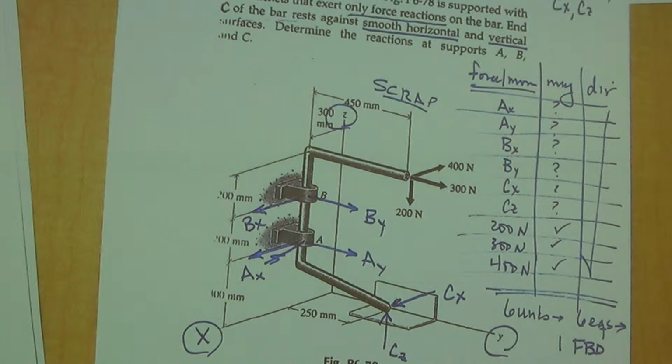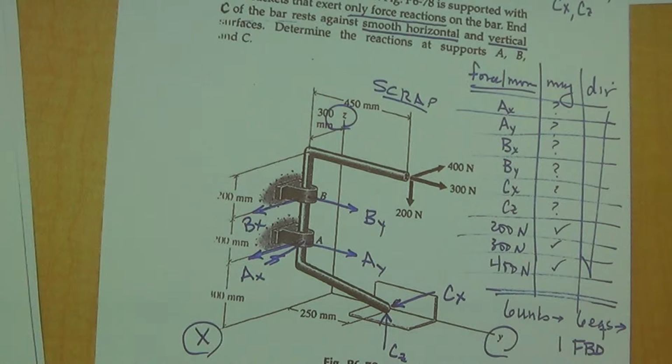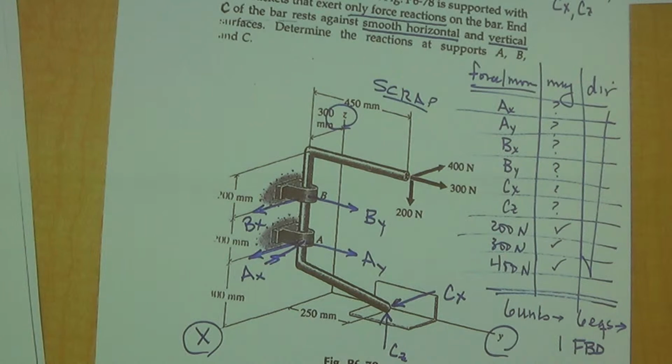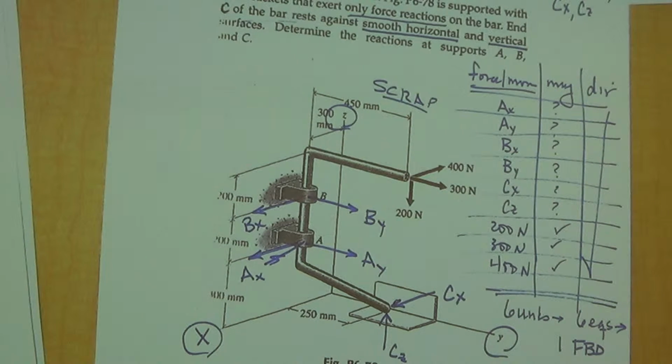Okay, Maria, how about sum of the moments about the x? Rather than ask, let's do it. Does AX create a moment about X? No, because it's parallel. Does BX create a moment about X? How about CX? No, because it's parallel. How about CZ? Yes. Does it create a positive or negative? Positive. How about AY and BY? Positive or negative?